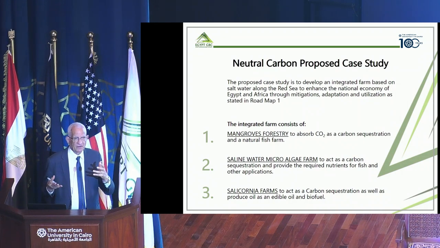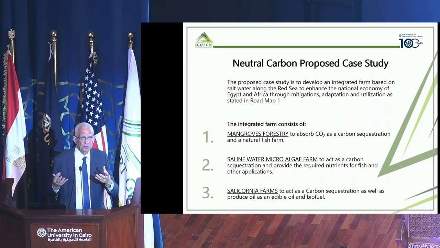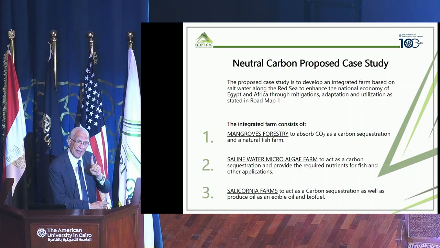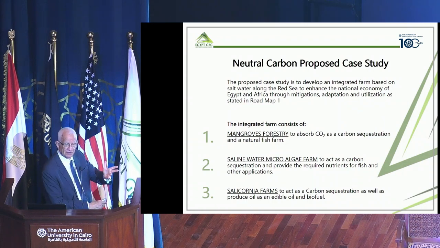Now, why is it protected? Because the fish prefer to get in underneath these mangroves and lay their eggs. And therefore, to save the fish, they try to forbid the cutting of these mangroves. But we have mangrove forestry worldwide. I'm not talking about scattered mangroves along the Red Sea coast, etc.